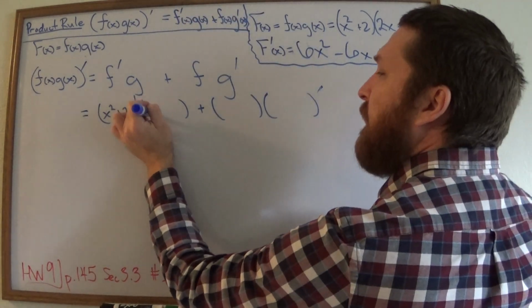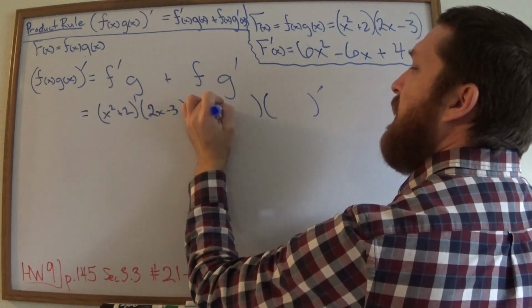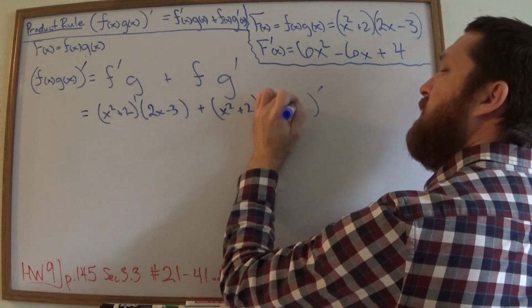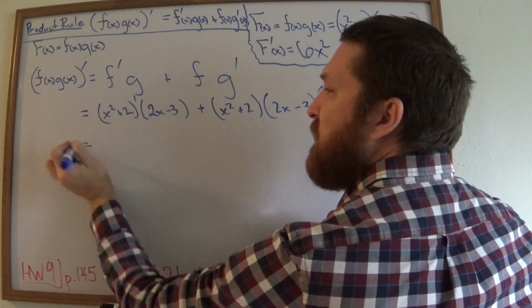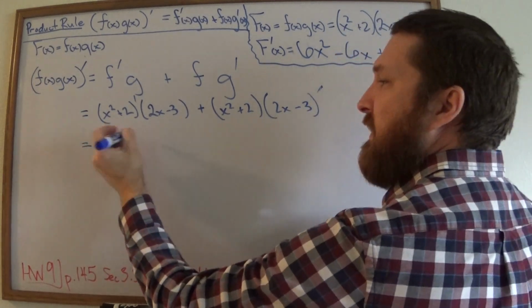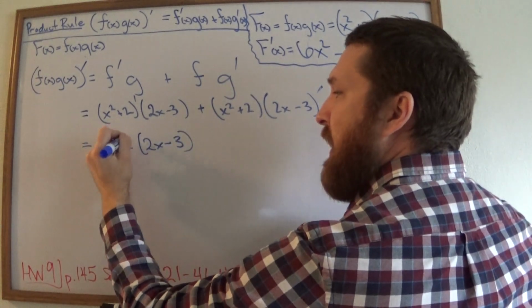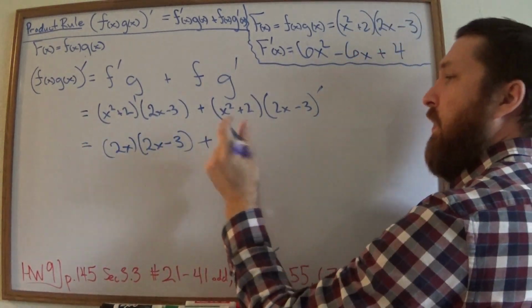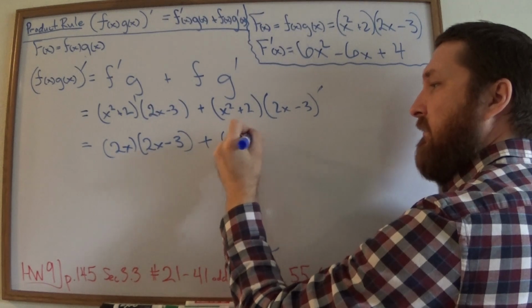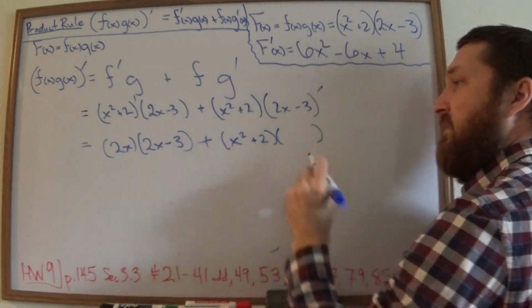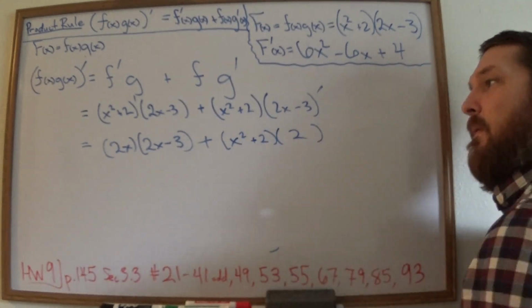And so I'm just going to plug this in: 2x minus 3, x squared plus 2, 2x minus 3. Okay, so what's the derivative of this? 2x. That is, leave the first thing alone, take the derivative of the second thing. That's just a 2.